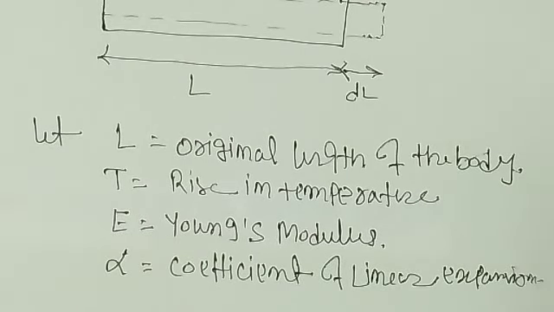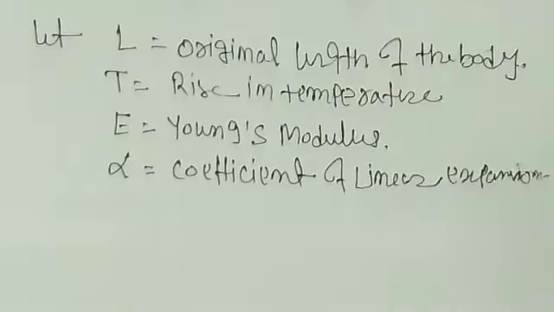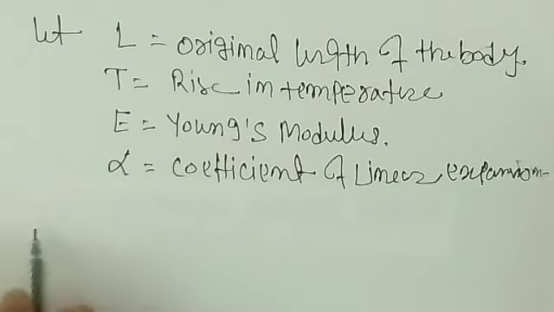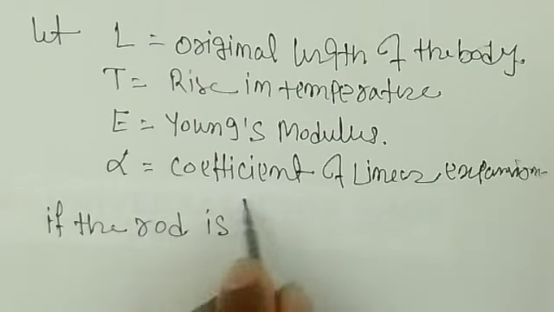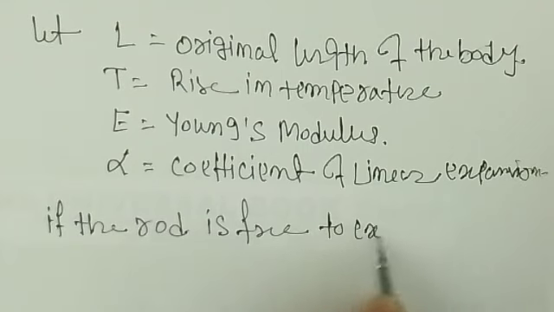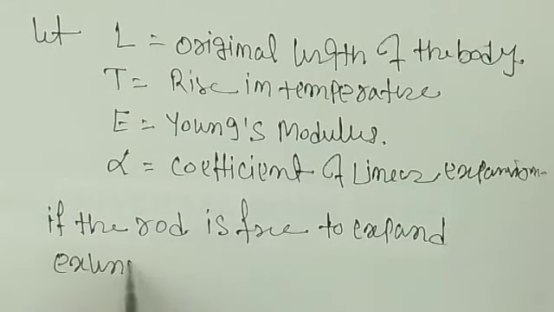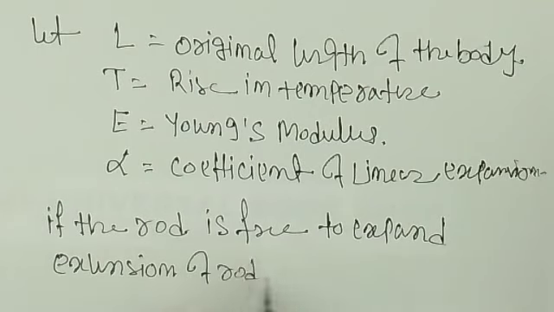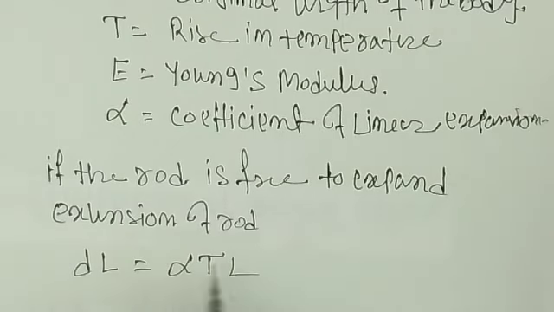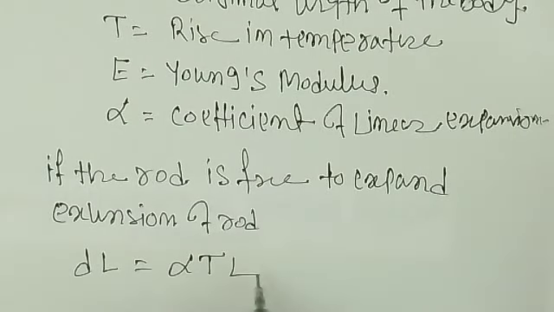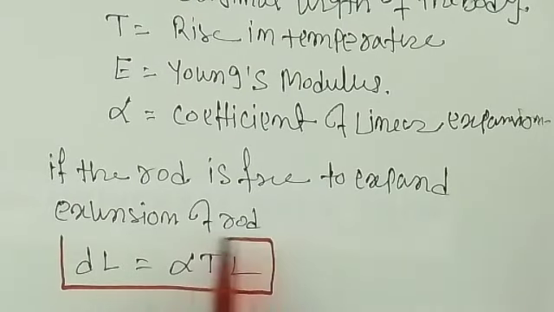Now, if the rod is free to expand, then what is the extension of the rod? You can make a point: if the rod is free to expand, then the extension of the rod is nothing but dL. dL is equal to alpha T L, the product of the coefficient of linear expansion, the temperature rise, and the original length of the body. So this is the expansion in an element or a rod due to the temperature rise.